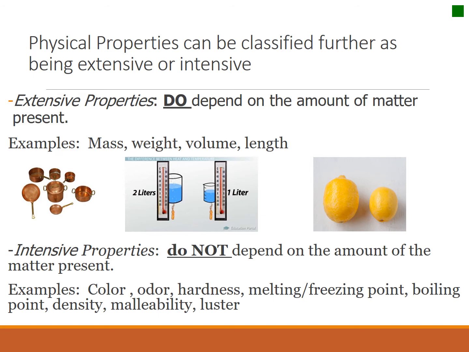Water, for this example: if we have different amounts of water, yes, that would affect the mass, the weight, the volume, the length. But the different amounts won't affect at what point they start boiling or at what point they start freezing. Despite the fact that I have 2 liters and 1 liter, they're still going to both boil at 100 degrees Celsius. They're still going to both freeze at 0 degrees Celsius. And once again, size will not affect that factor.